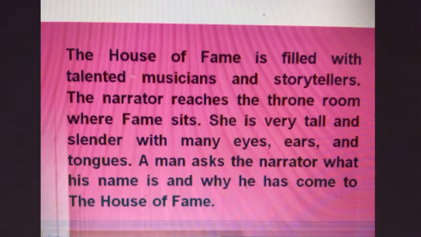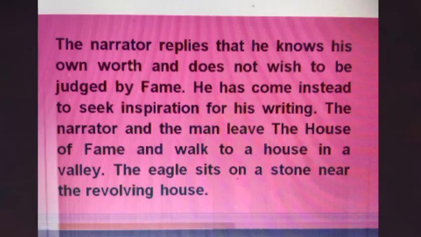So now the writer Chaucer reaches near the goddess of fame, who is the ultimate power in the house of fame. So when he reaches there, a man asks the narrator what his name is and why he has come to the house of fame. The narrator replies that he knows his own birth and he does not wish to be judged by fame. So Chaucer is confident that he knows his own self-worth. So he doesn't want to be judged by anyone, not even by the goddess of fame. And he also tells that he has come instead to seek inspiration for his writing.